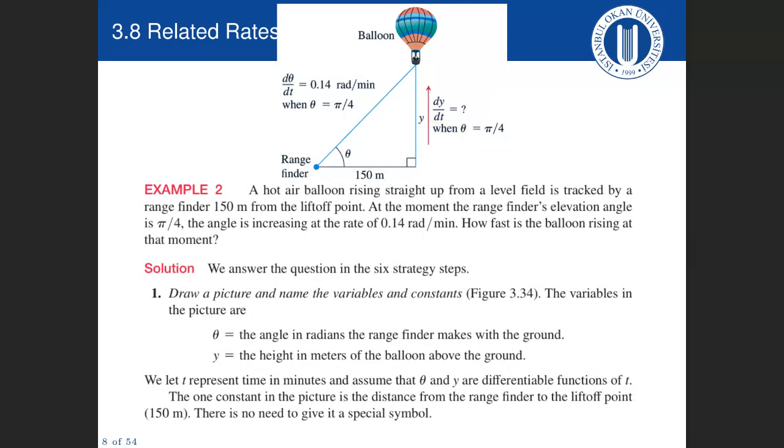Let's go through the steps in this order that the book suggests. Step 1, draw the picture. Here it is. Name the variables and the constants. Theta is going to be the angle in this picture, and it's going to be measured in radians. Y is going to be the height of the balloon above the ground, and that's going to be measured in meters. T is going to be time, and for time we're going to use minutes.